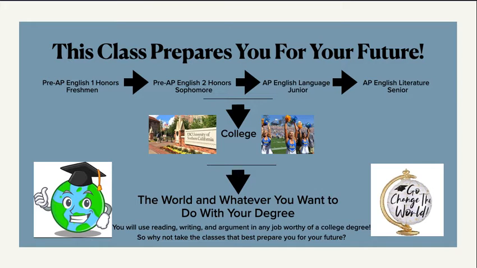As a freshman, you take Pre-AP English 1 Honors, and then sophomore, you take English 2 Honors. As a junior, you'll take AP English Language, where you're mostly focusing on nonfiction texts. And then finally, as a senior, you take AP English Literature, where you focus on fiction, plays, and poetry. Now, when you've taken the honors track at Northview, you are not just prepared for college, but you are prepared to be very successful in college.